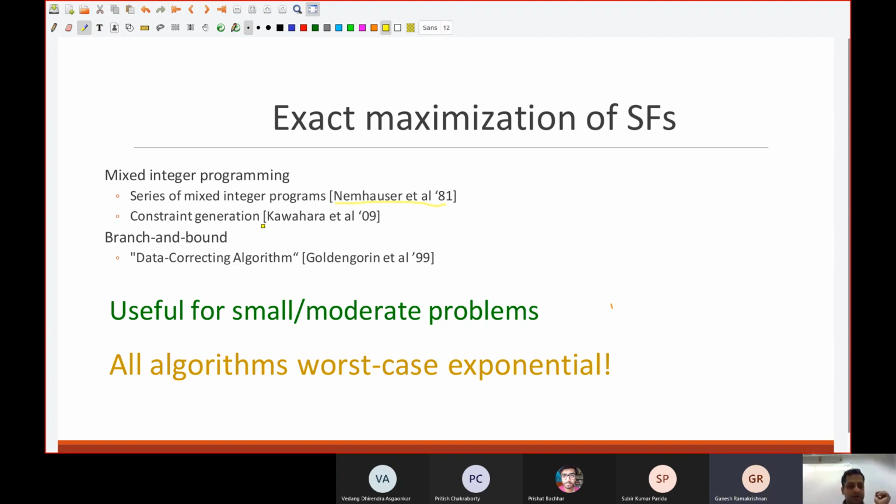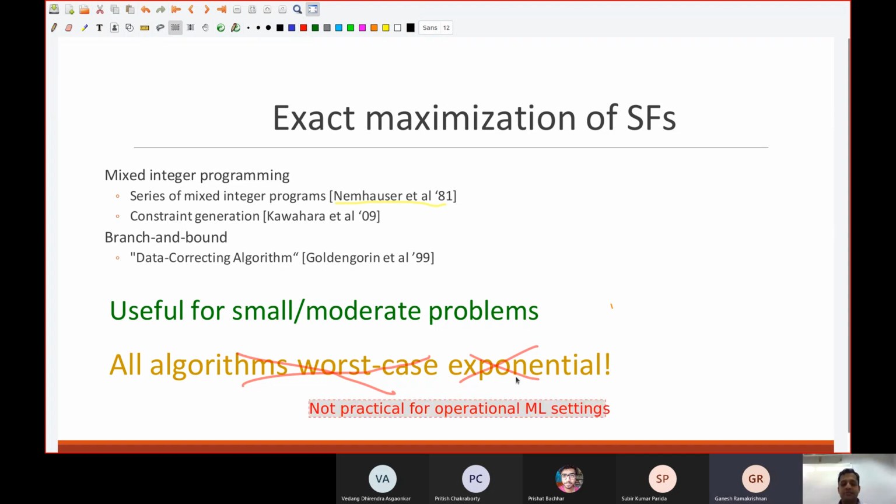So there have been other works on using constraint generation, branch and bound. So you basically at every step, find an upper bound. So obviously these are useful, but then they are exponential in the worst case. So therefore, they are really not practical. These are not practical for operational ML settings.